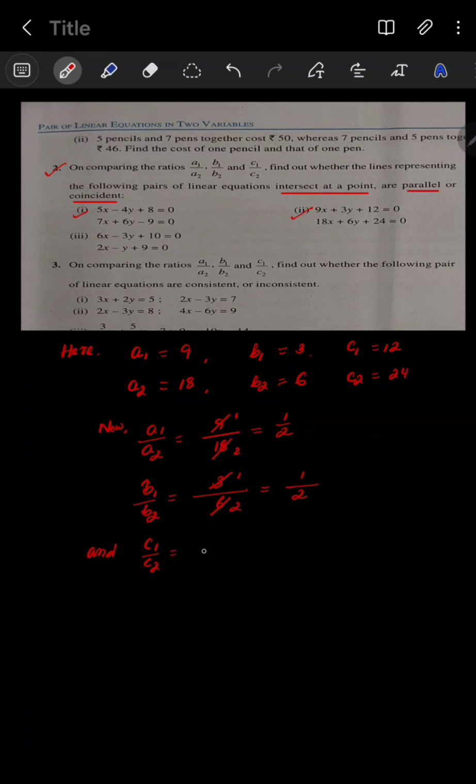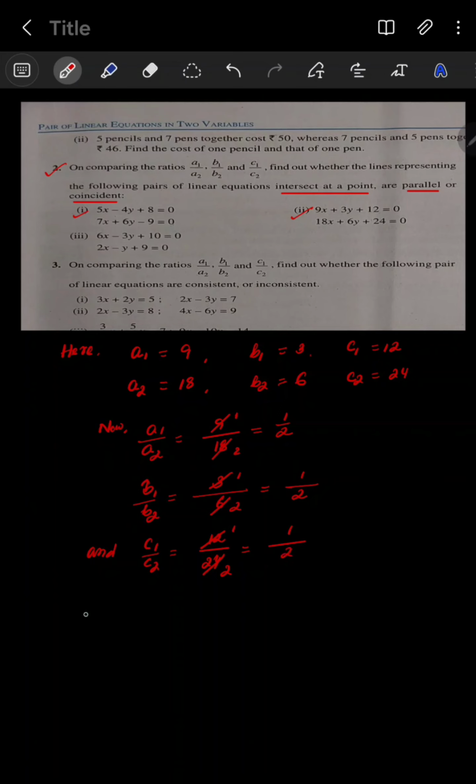Let's put the values now. The c1 value is 12 and the c2 value is 24. Again both are divisible by 12. If you divide by 12, it goes one time and 2 times. So again we got 1 by 2.